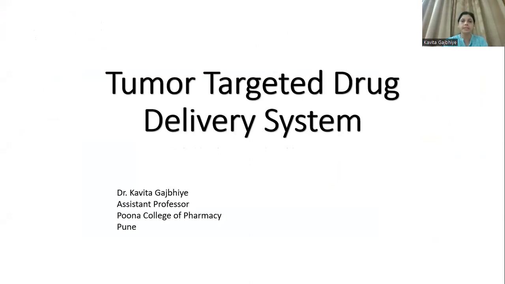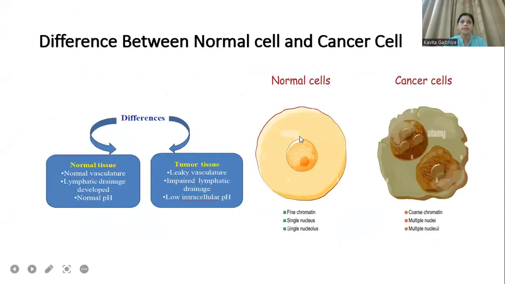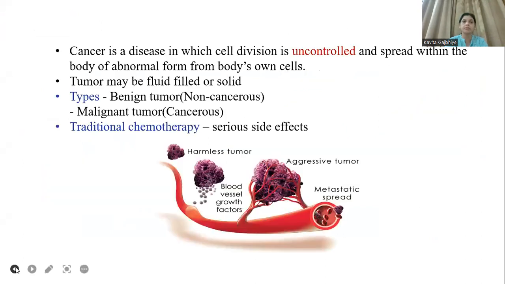Today I am going to deliver the lecture on tumor targeted drug delivery system. So before starting, what is actually tumor targeted drug delivery system? It is very necessary to know what is the cancer or tumor condition. So we can say cancer is a disease in which cell division is uncontrolled and spread within the body of the abnormal form from body's own cells.